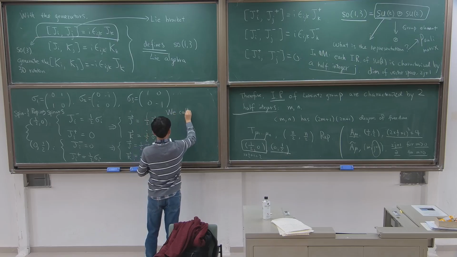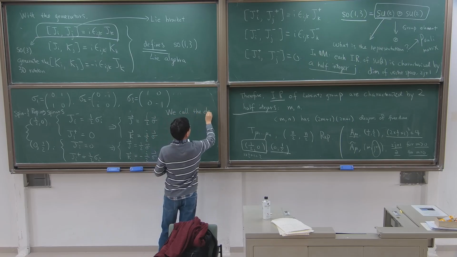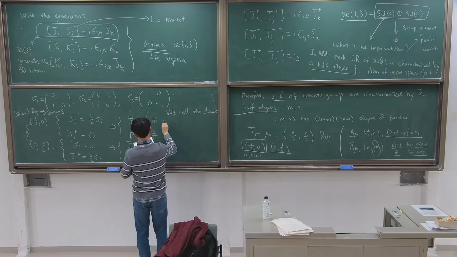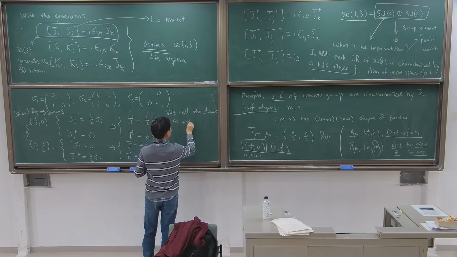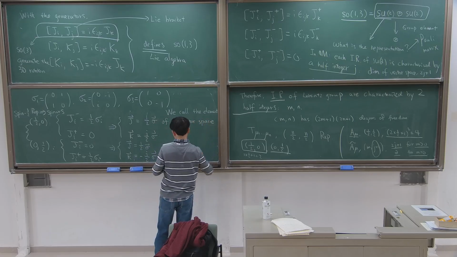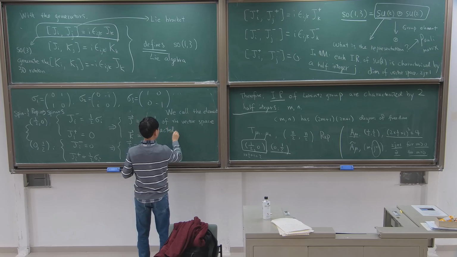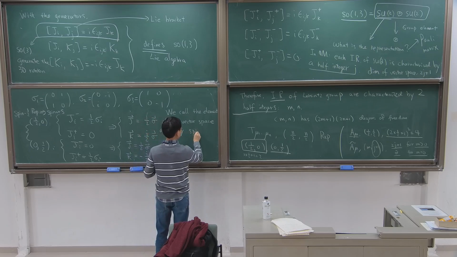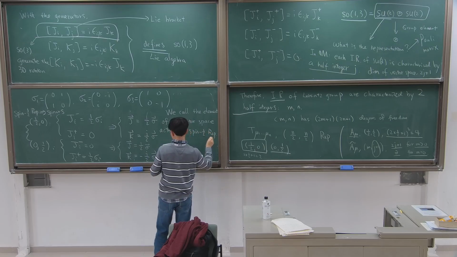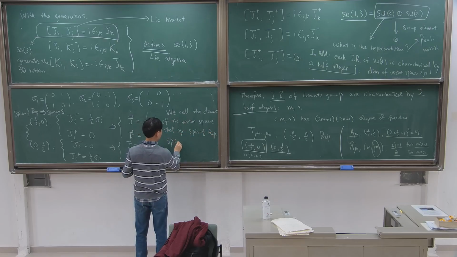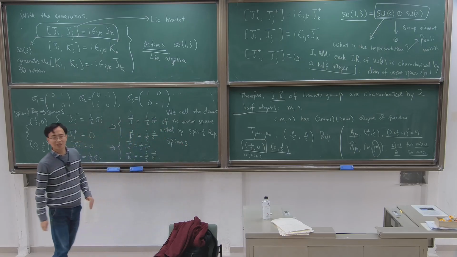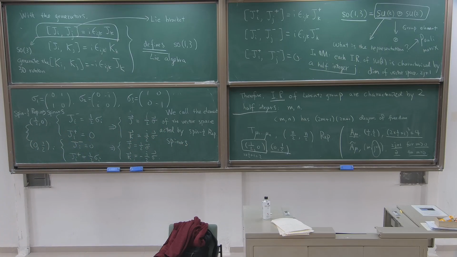So we call the element of the vector space acted on by the spin half representation, this vector is nothing but spinors. You can take this as a definition of spinors. We define the object by how it transforms. That's it.